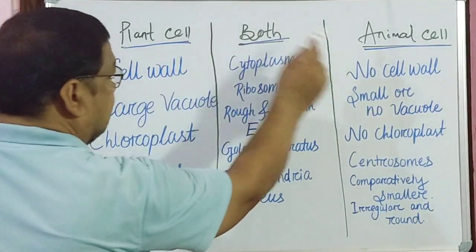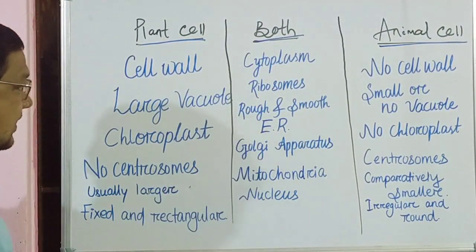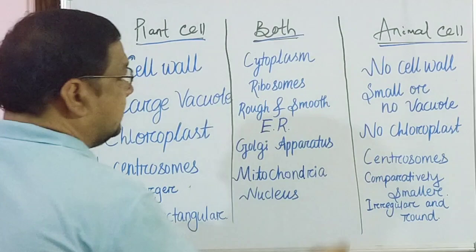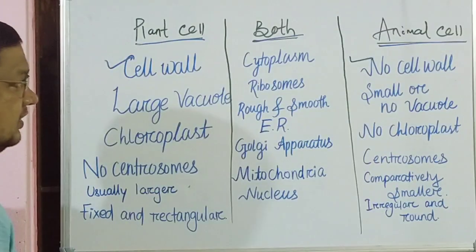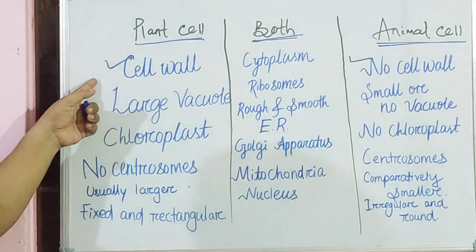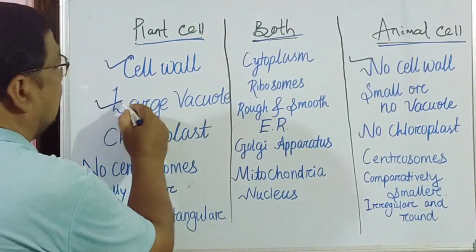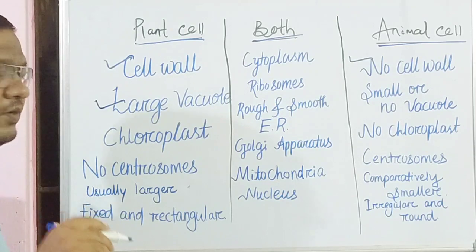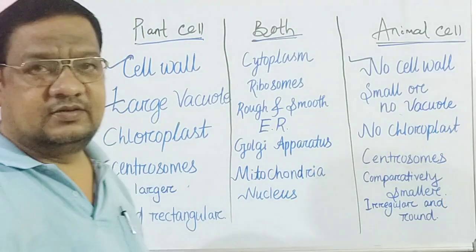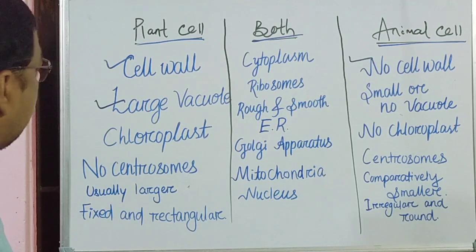These are the differences: animal cell, plant cell, and this is the similarities between animal cell and plant cell. You see, cell wall is present in plant cell only. No cell wall is present in animal cell. In animal cell, cell membrane is present. In plant cell also cell membrane is present. Apart from that, cell wall is present for protection. And in plant cell you will find a large vacuole, a single large vacuole. But in animal cell, small or no vacuole. The vacuole is very small, sometimes it is not present at all.